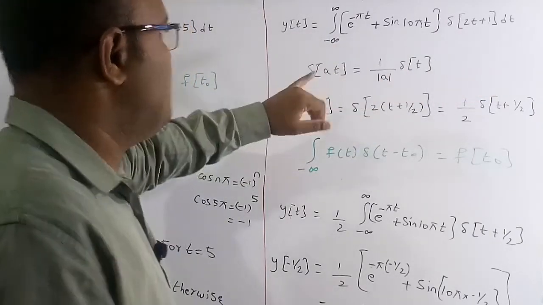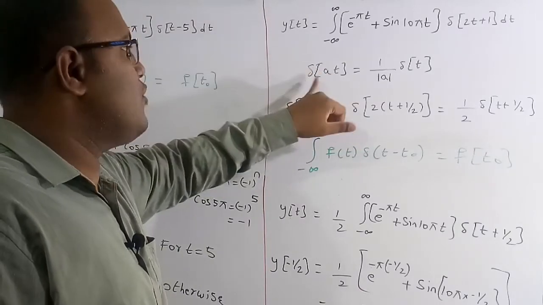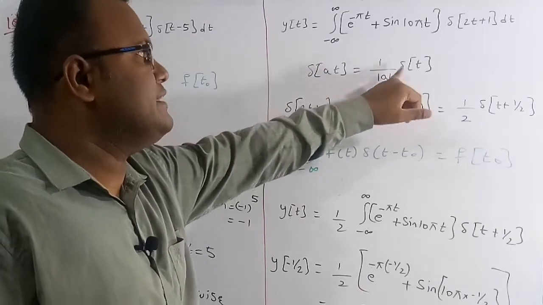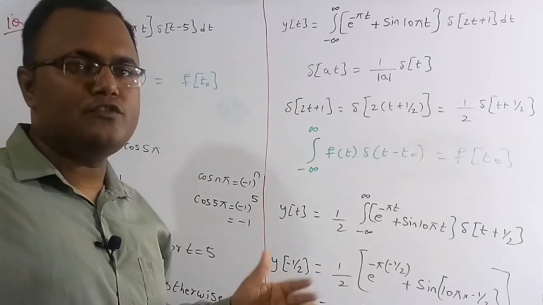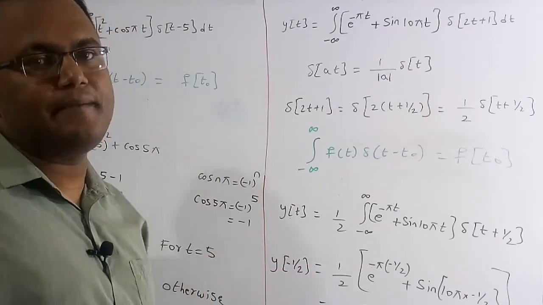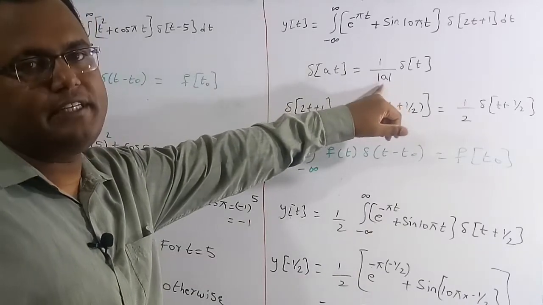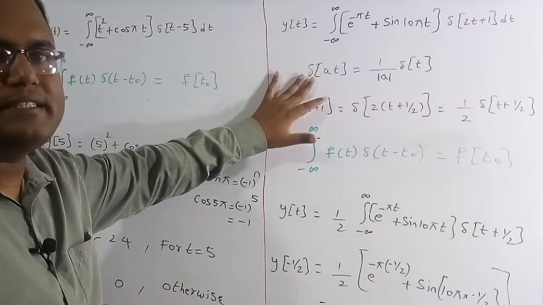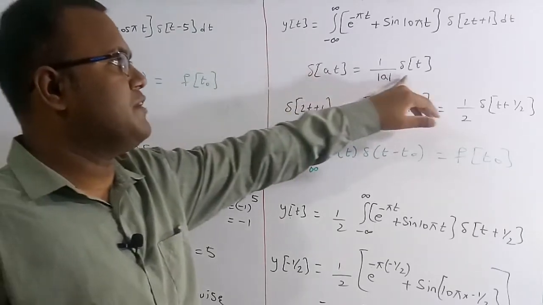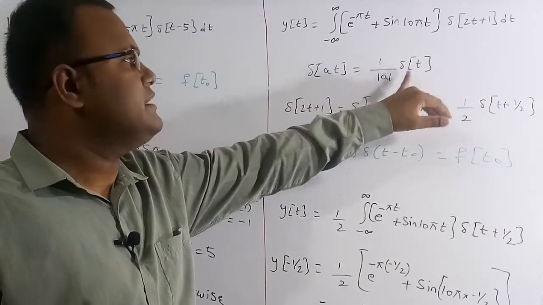Basically the basic formula of the impulse is delta of at is equal to 1 by mod a into delta of t. Whether you elongate or compress the impulse signal in the time domain, this is the way you get 1 by mod a delta of t.